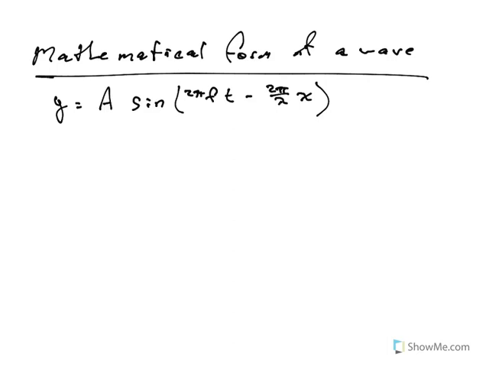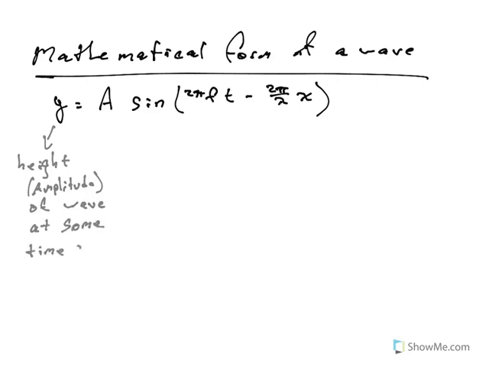So let's talk about this. This y is basically the height or amplitude of the wave at some time and place. So say, for instance, we have the ocean, and we've got waves in the ocean, and we got the beach over here.